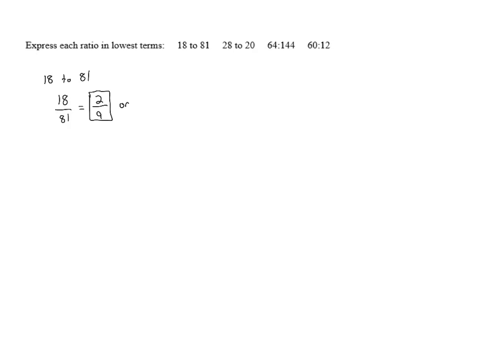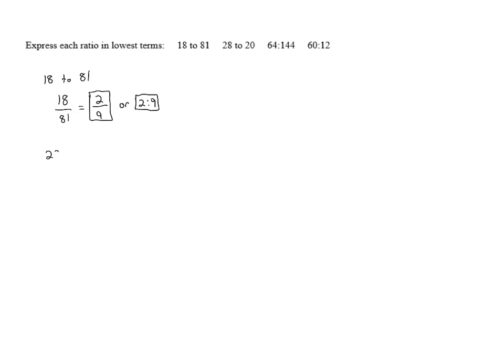Note that we can also write this as 2 to 9 like that, 2:9. Either one is correct. I tend to default to using fractions, but you can use whichever your heart desires.